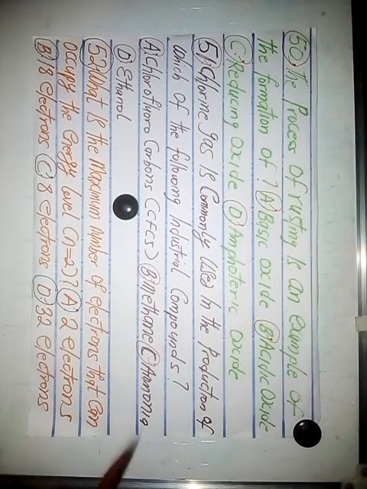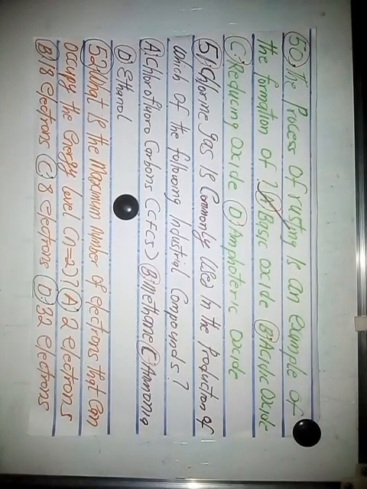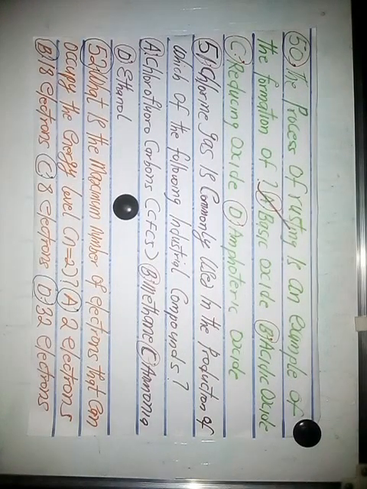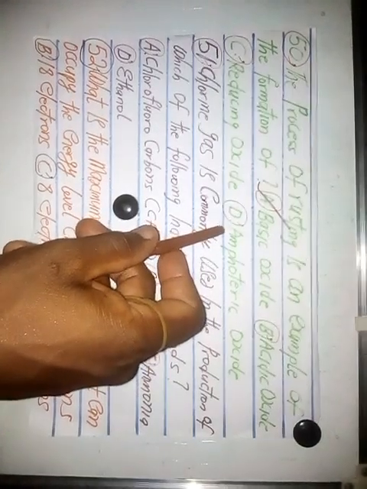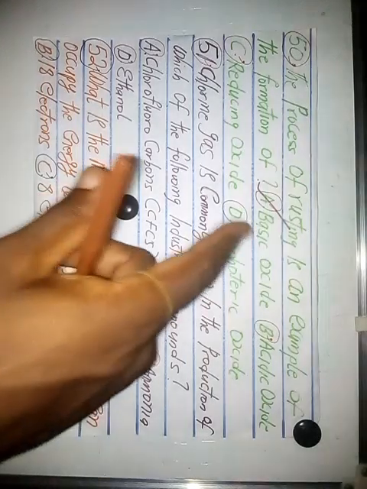So your answer is A. Iron oxide is a basic oxide. Some people might think that it is an amphoteric oxide. Iron oxide is not an amphoteric oxide, it's a basic oxide. So your answer is A.